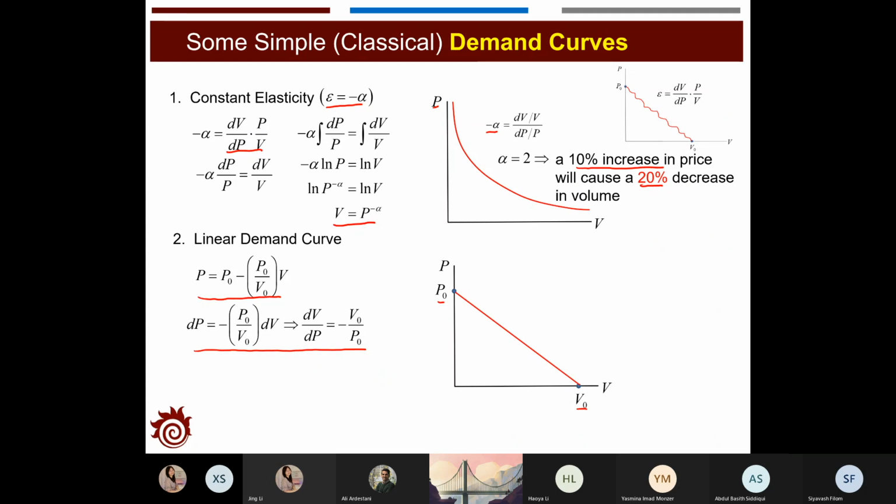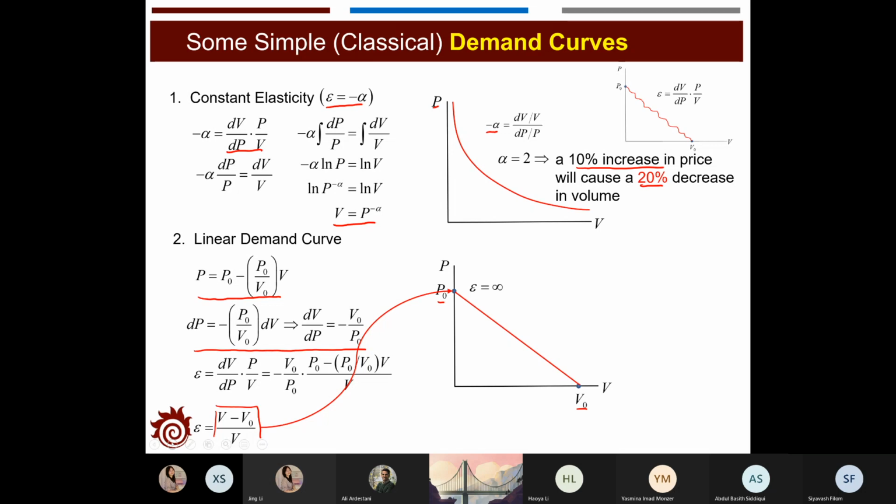And for the elasticity, we need to multiply by the ratio of P and V, which will give you the final elasticity as (V minus V0) divided by V. So this is the elasticity for the linear demand curve.